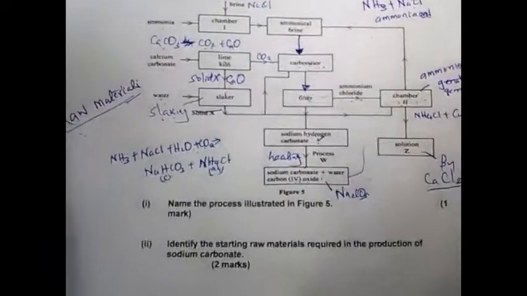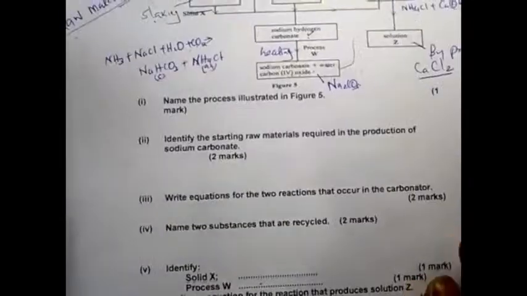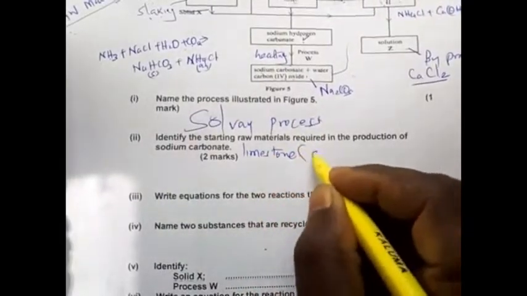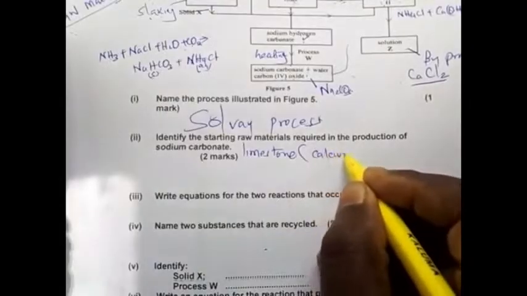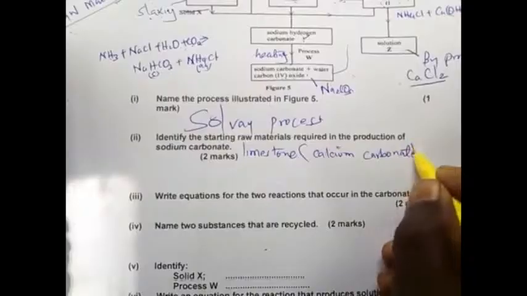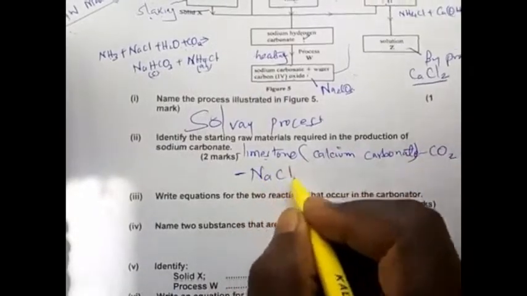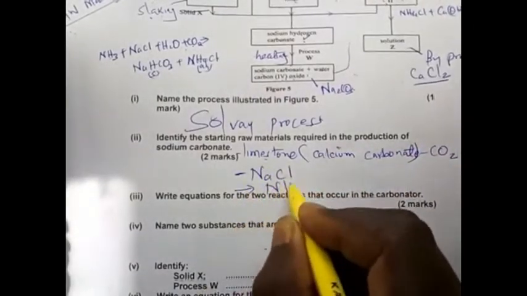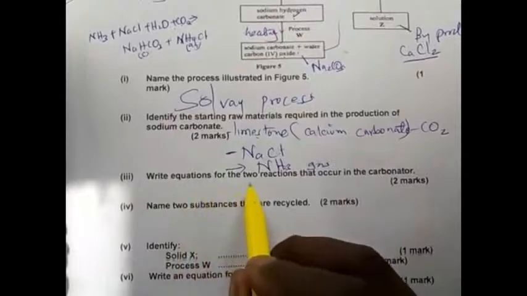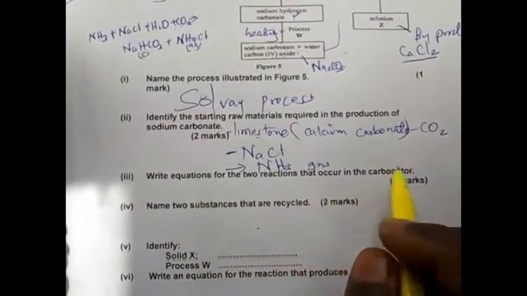So once you go now to the questions, you realize that you have answered everything. Limestone is called calcium carbonate, then sodium chloride, and another one we need is ammonia. So these are the major raw materials that we need. Even water is needed.